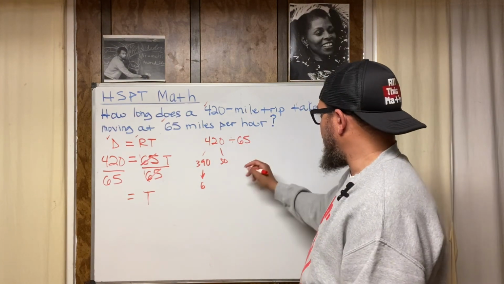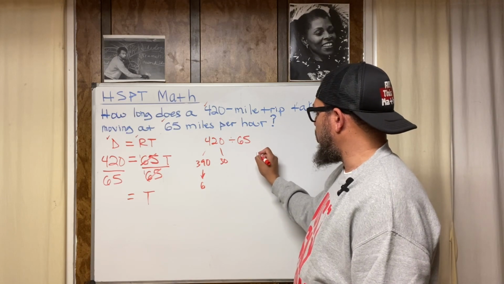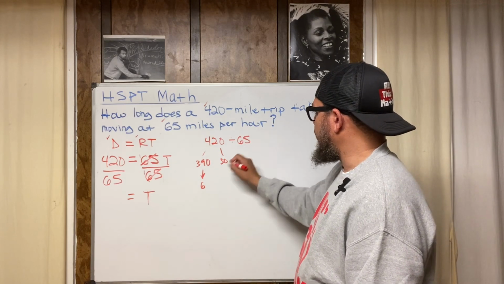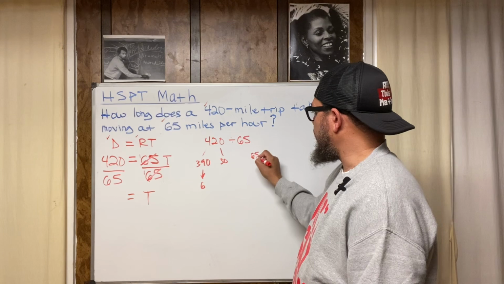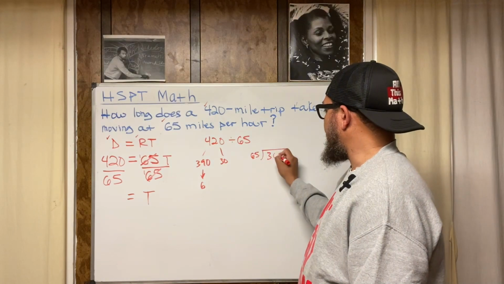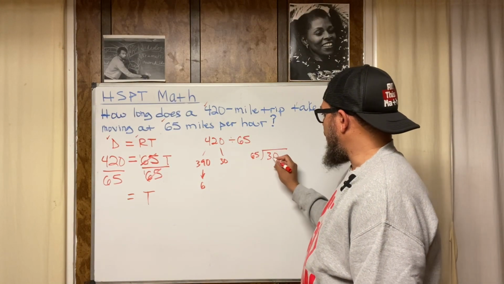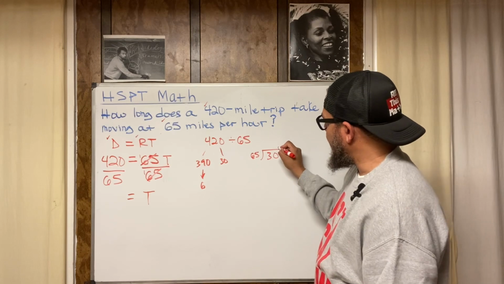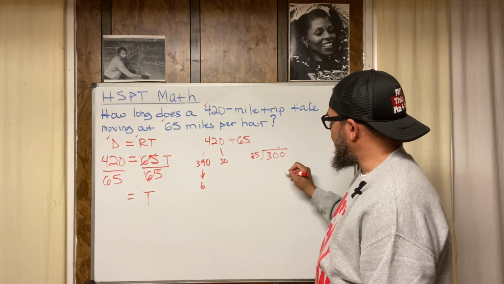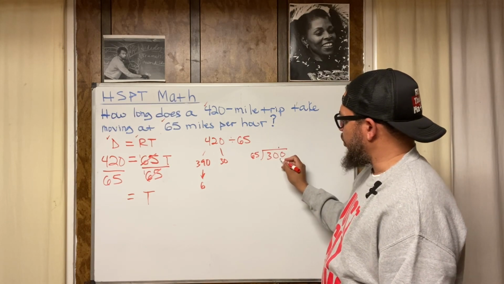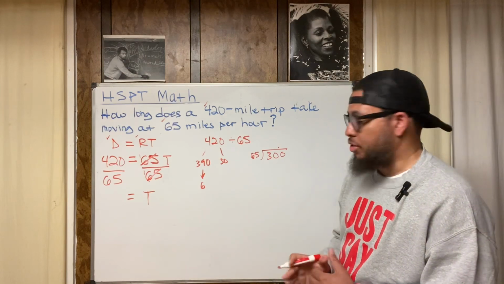But you know what I'm going to do? I'm going to do some quick long division, because I want to do 30 divided by 65. So 65 is my divisor, 30 is my dividend, and 30 is too small for 65. So I need to put a decimal point right here and then attach a 0. Now I'm doing 65 into 300. How many 65s can fit into 300?